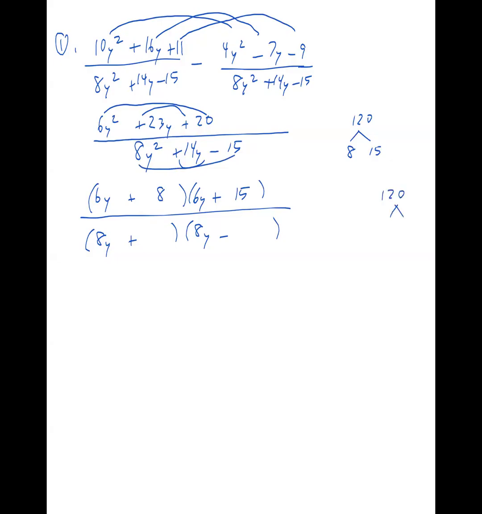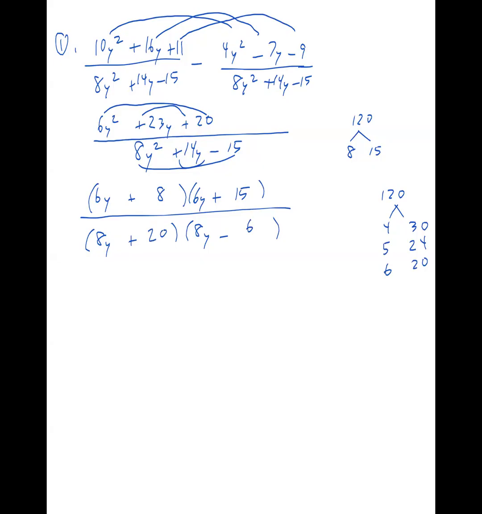And this time we need two numbers that combine together to make 14. So we have to go through the same numbers again. So 1 times 120, 2 times 60, 3 times 40, 4 times 30, 5 times 24, 6 times 20. That's going to work. Okay, so if I do a positive 20 and a negative 6, then I'll get 14.